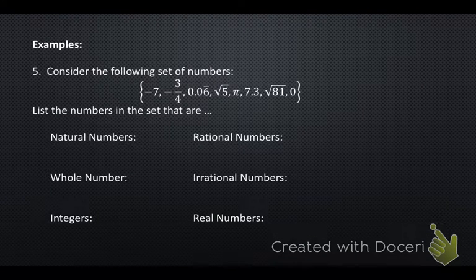So here you have a set. Okay, you have -7, -3/4, 0.6 repeating, the square root of 5, pi, 7.3, the square root of 81, and 0. So as we go, since we go from natural all the way down and then back up, it goes to whole, then integers, rational numbers, irrational, and real. Depending on how you want to go, I would either go to the smallest set and then work your way up, or go to the biggest set and go from there.